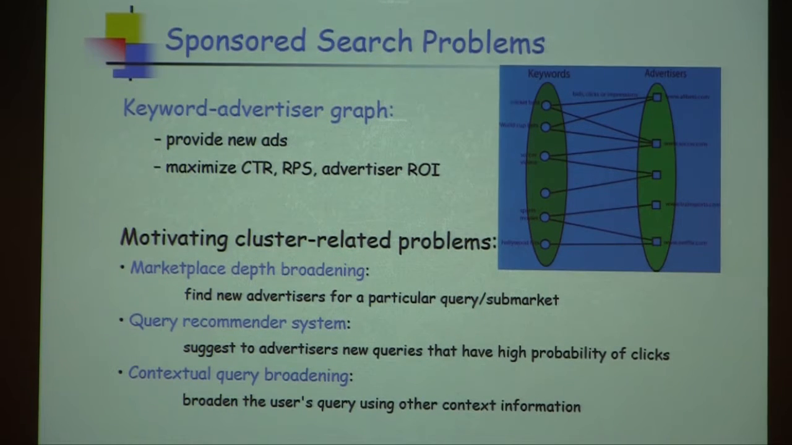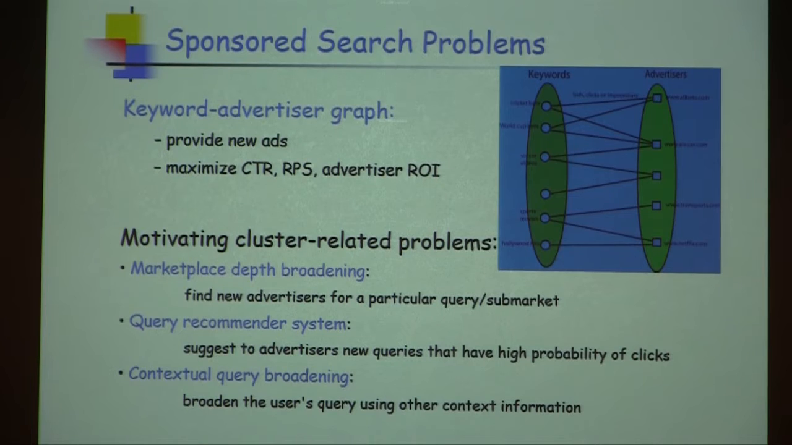So how might clustering arise in these sorts of applications? You might do marketplace depth ranking. You want to find new advertisers for a particular query or submarket. You might want to do query recommendation systems, suggesting new queries to advertisers that have a reasonably high quantity of clicks. The search engine might want to do this because they have logs that they know people clicked on, and they want to suggest a new query to the advertiser that might broaden his or her market, or that may be a little bit finer. So they're not bidding on the most common terms; they're bidding on something a little bit finer, and they would actually get more bang for the buck if they bid on something finer rather than a very common query. Because deeper markets are bidding on broader queries. So a range of different things like this.